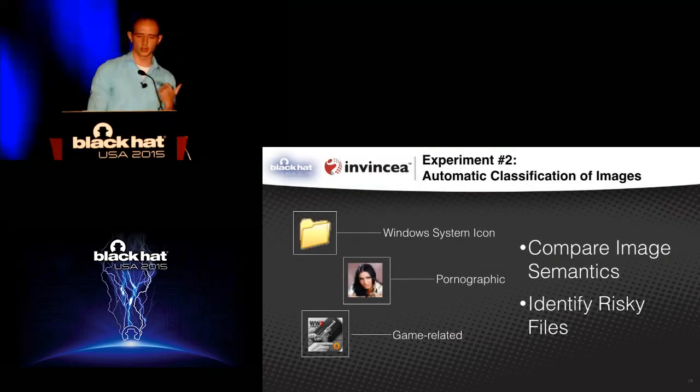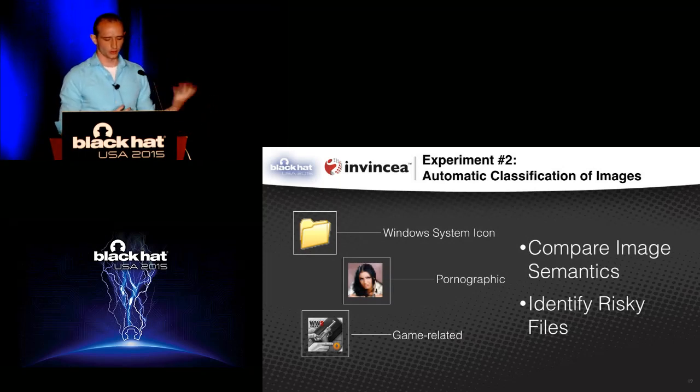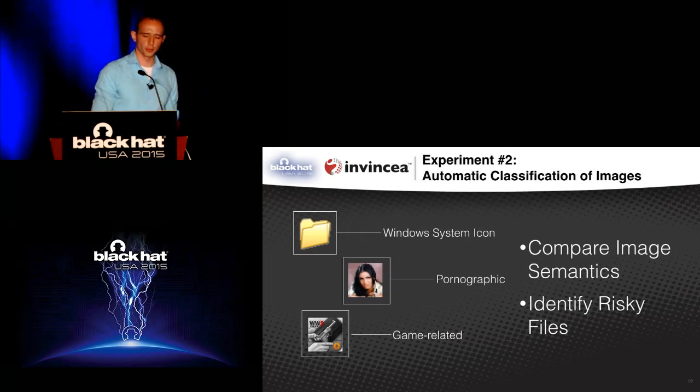All right. So the second experiment we did was in the automatic classification of images. So that's basically what does the image look like? So in this example, we have the Windows system icon or a Windows folder, pornographic images, or game-related.